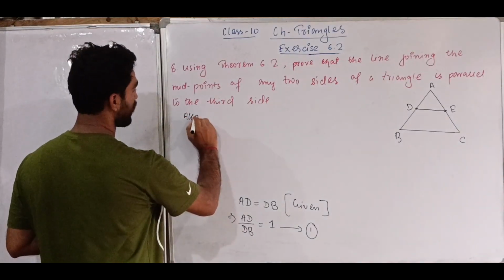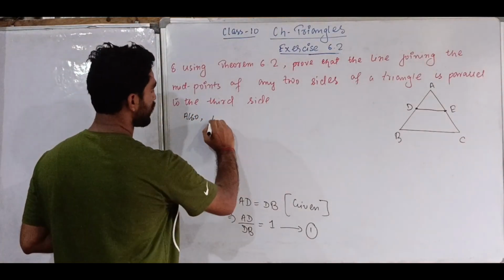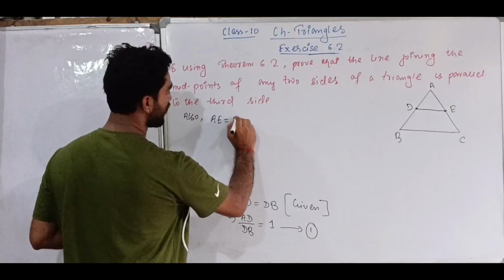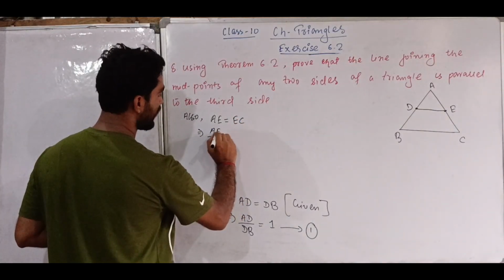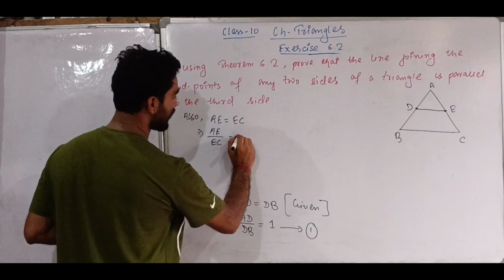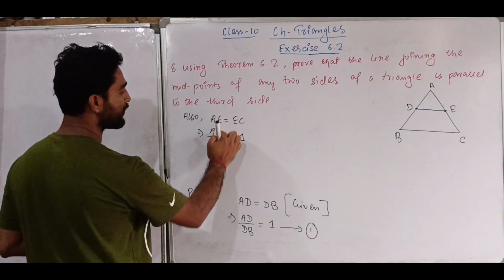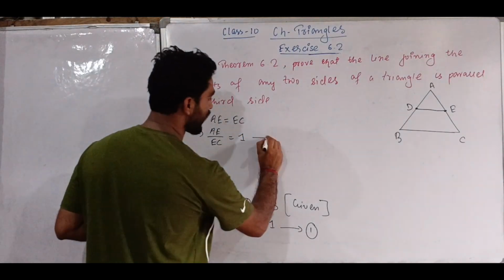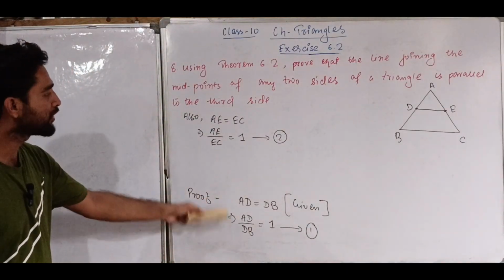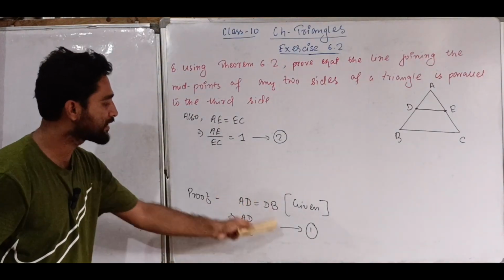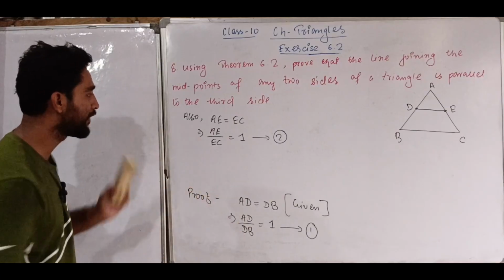Also, this AE is equal to EC. So this also we can write: AE divided by EC is equal to 1, because same thing divided by same thing will give us 1. Now from equations 1 and 2, in both the equations the right hand sides are the same. So we can equate the left hand sides.